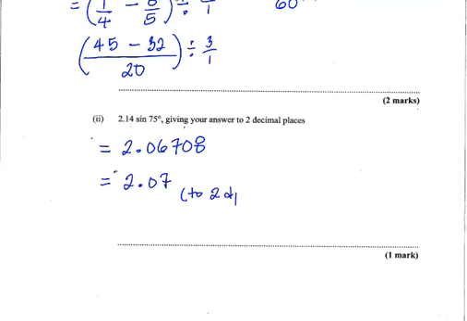To 2 decimal places it would be 2.07. If I'm going to write a number correct to 2 decimal places, I must look at the digit in the 3rd decimal place, which is the 7. If it is 5 or more, I add 1 to the digit before it. If it is 4 or less, I drop it and every digit after it. Since 7 is greater than 5, I add 1 to the 6. So the answer is 2.07 to 2 decimal places.